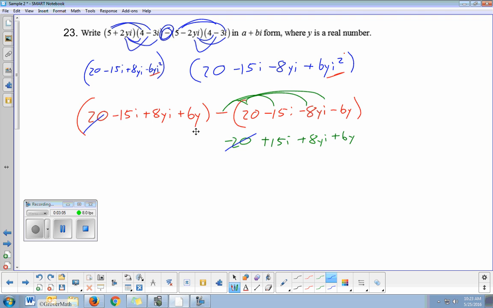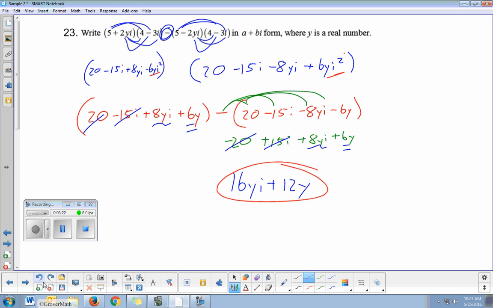20 and negative 20 cancel out. Positive 15i and negative 15i cancel out. 8yi and 8yi do not cancel out. That'd be 16yi. And 6y and 6y do not cancel. That would be 12y. And then you may think that that's the final answer, but there's one small thing you need to do.